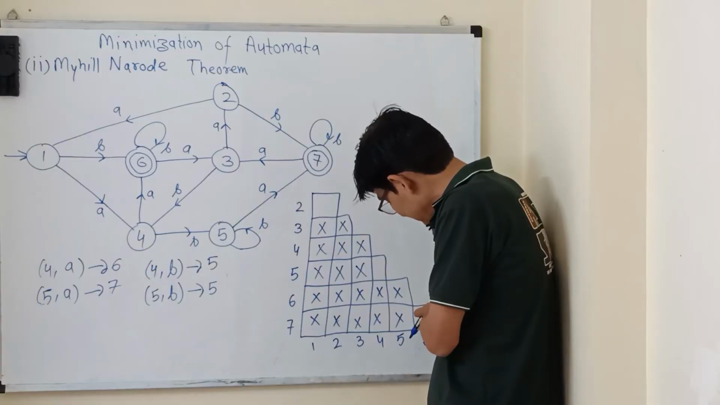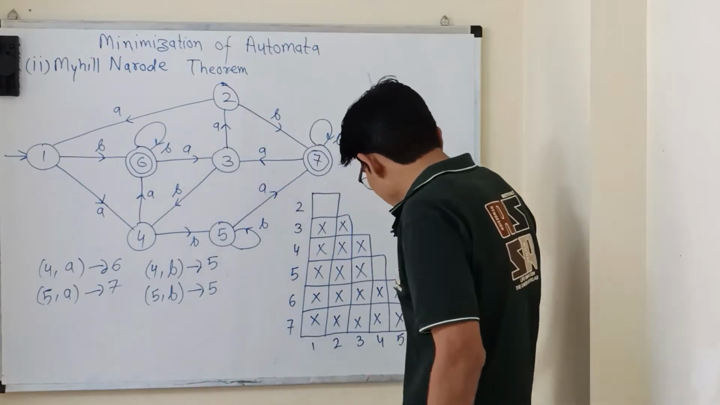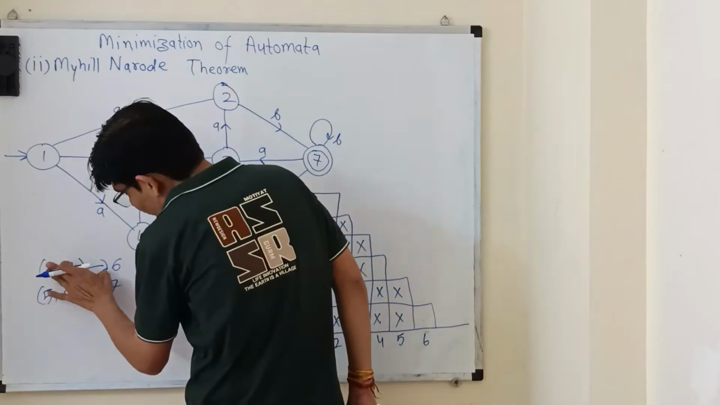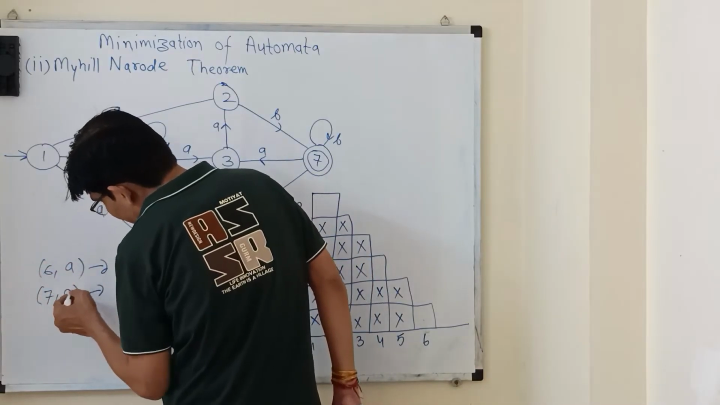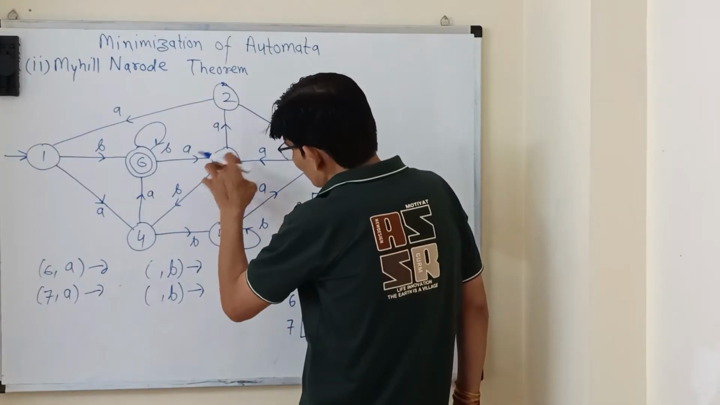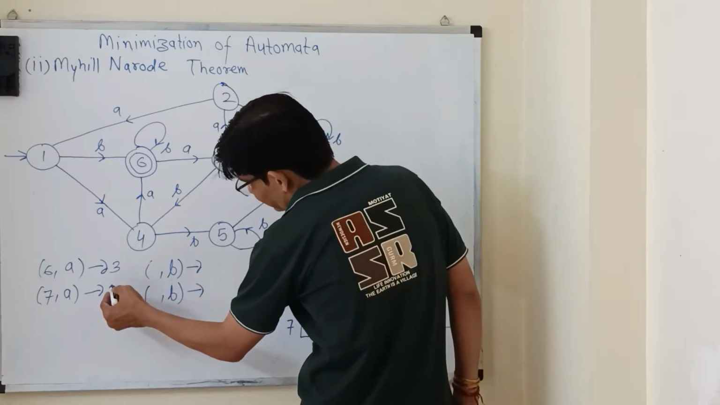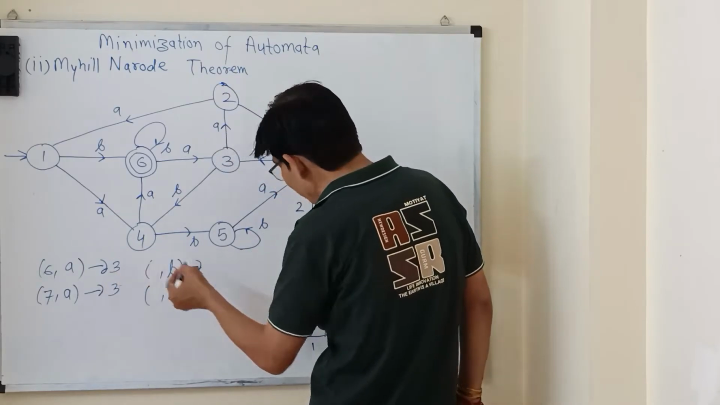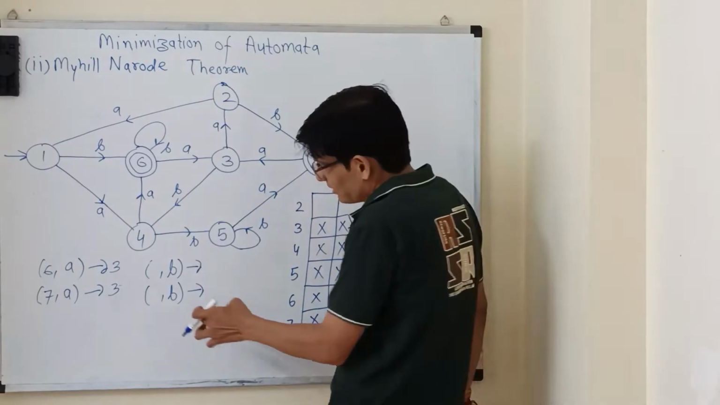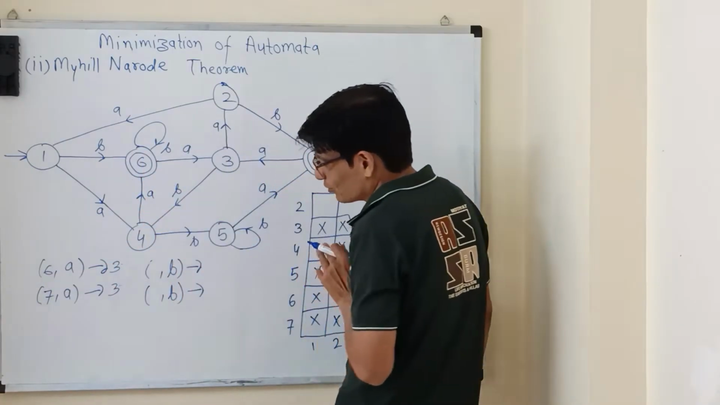So let's try this again. Now 7 and 6. So we can try 7 and 6 now. On 6, if we are applying A, we are reaching to 3. And on 7, if we are applying A, we are reaching to 3. Again 3 and 3 we have not created even. So that means this is not crossed. So based on this transition, we cannot put any cross there.